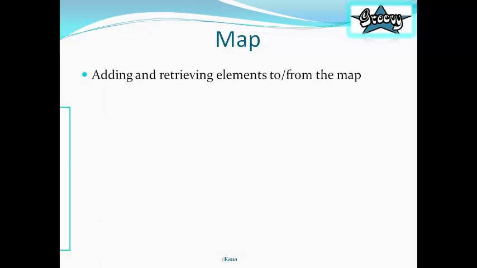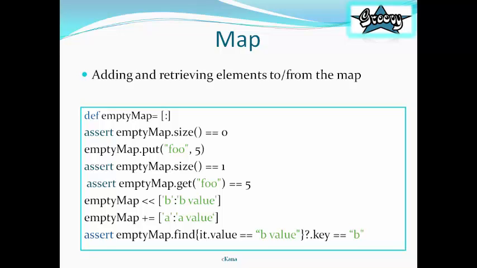Adding and retrieving elements to and from the map. Now how do we add and retrieve elements? You can use the property notation to get and set items from the map provided the keys are strings which are valid Groovy identifiers. So we have an empty map, we get the size of the map, then we put this key and this value in the map, then we see the size of the map, then we get what the value of this key is, that is 5.